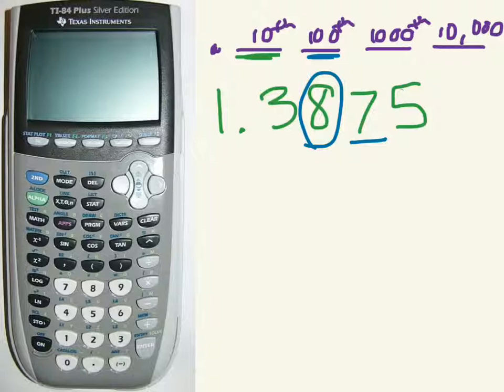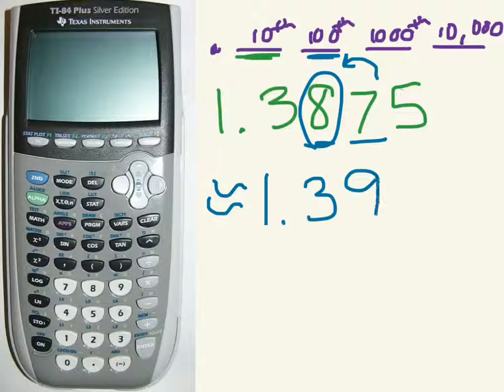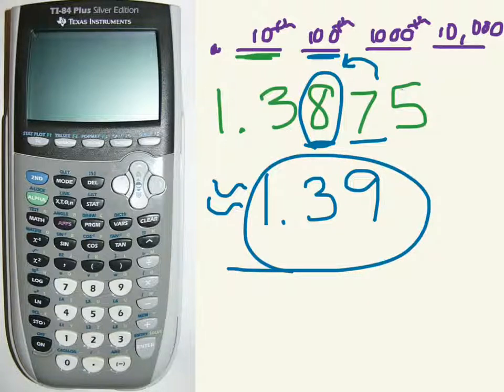So remember my rule, if it's 5 or above, my number is going to round up. If it's below 5, it's going to stay the same. 7 is above 5, it's 5 or above, so that's going to bump up this 8 to the next number up, which is a 9. So when I approximate this number to the hundredths place, I get 1.39. That 7 rounded this 8 up to a 9. So my approximation for this would be 1.39.